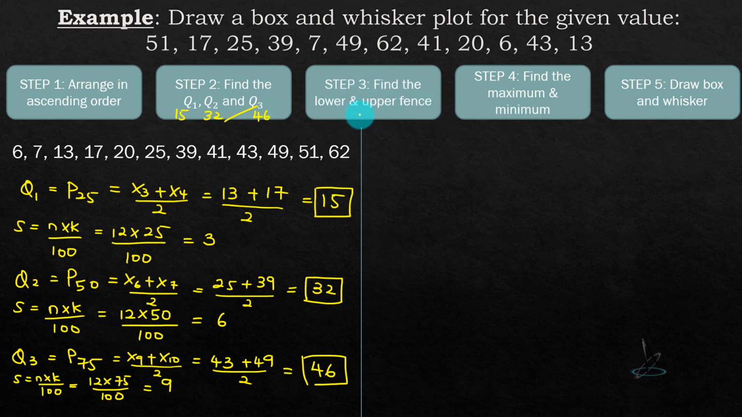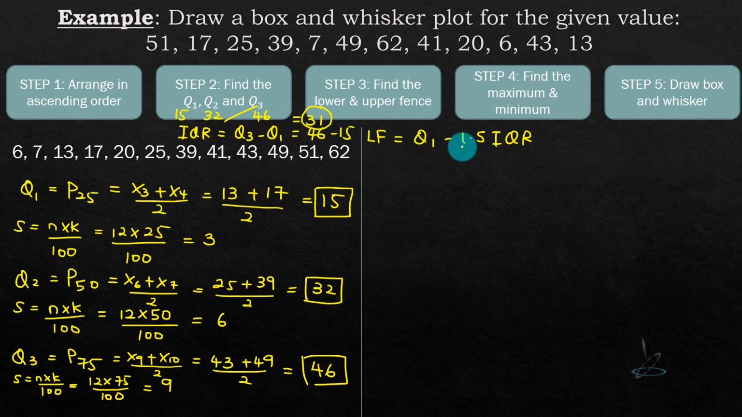Now let us find the upper fence as well as the lower fence. The formula for the lower fence is the first quartile minus 1.5 times the interquartile range. That means we have to find the interquartile range first. I already have the first quartile and the third quartile. My interquartile range is Q3 minus Q1, the highest minus the lowest. So this is 46 minus 15, which is equal to 31. So I have my interquartile range here.